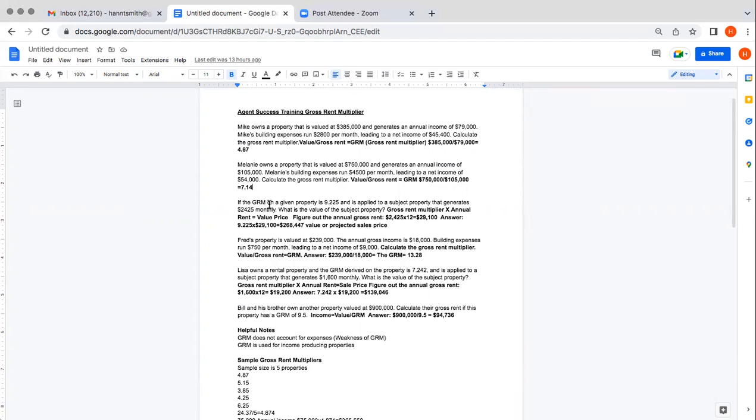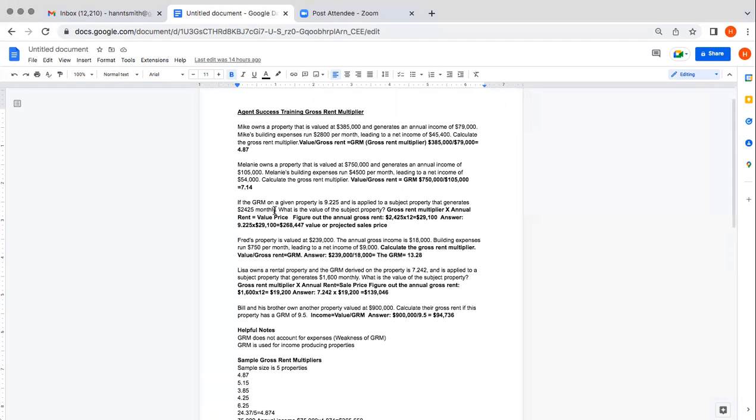If the gross rent multiplier on a given property is 9.225 and is applied to the subject property that generates $2,425 a month, what is the value of the subject property? We've got a couple steps that we have to do here. What are we trying to find in this? We're trying to find the value of the subject property, but we have to do some converting, mainly the monthly income. We want to convert this into an annual income, because if you leave it monthly, it'll be a much higher multiplier than doing it annually.